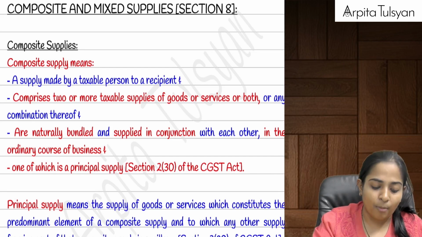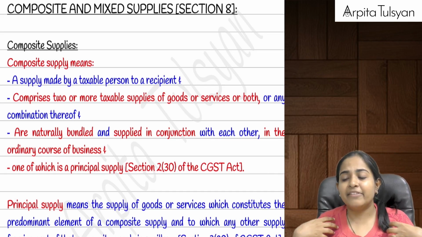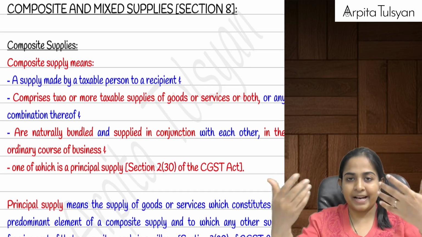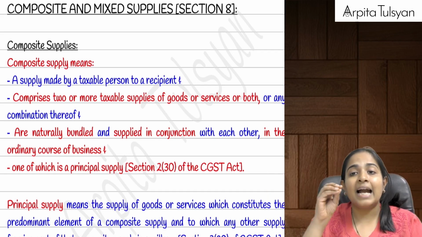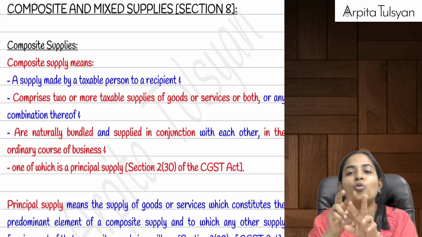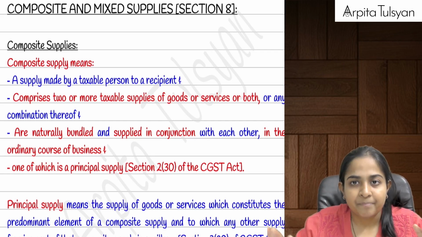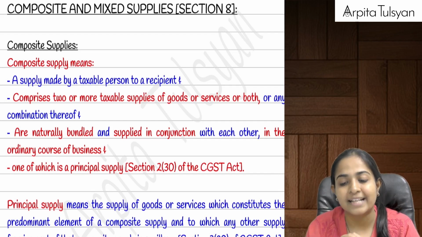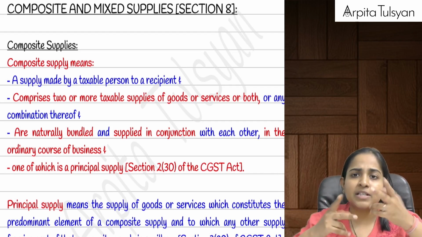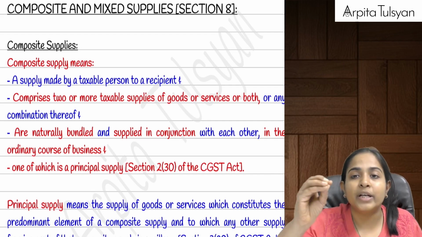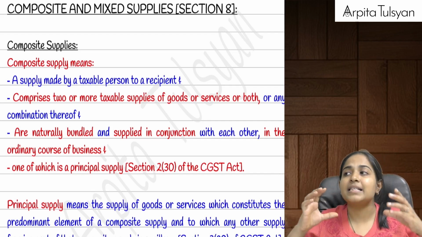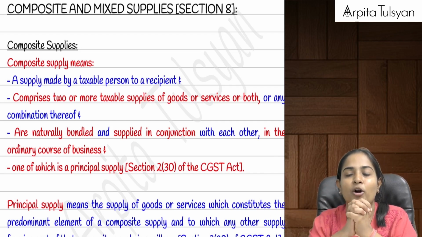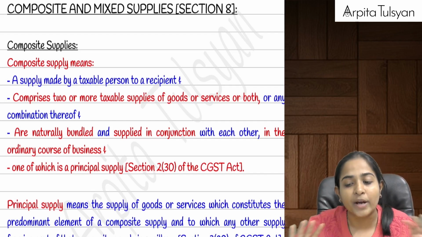Now, what do you mean by composite supply? If the supply has been done by a person, if I have done a particular supply to a recipient, and this supply has two or more taxable supplies, I have done a composite supply which includes two or more taxable supplies of goods or services or a combination of the two to the recipient, and these are naturally bundled together. Means I have not artificially brought them together. These are generally given together only.